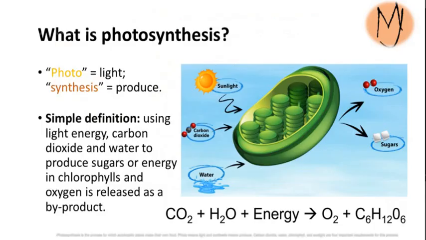Photosynthesis is the process by which autotrophic plants make their own food. Photo means light and synthesis means produce. Carbon dioxide, water, chlorophyll, and sunlight are four important requirements for this process.